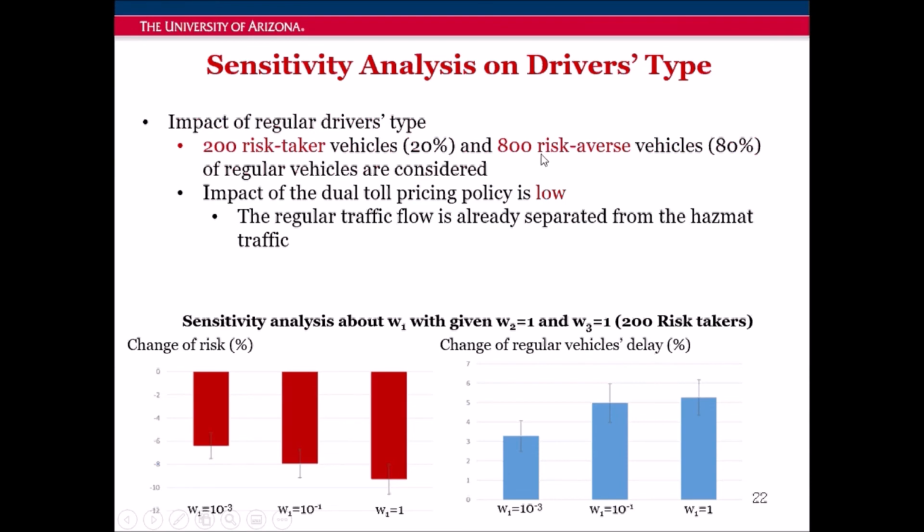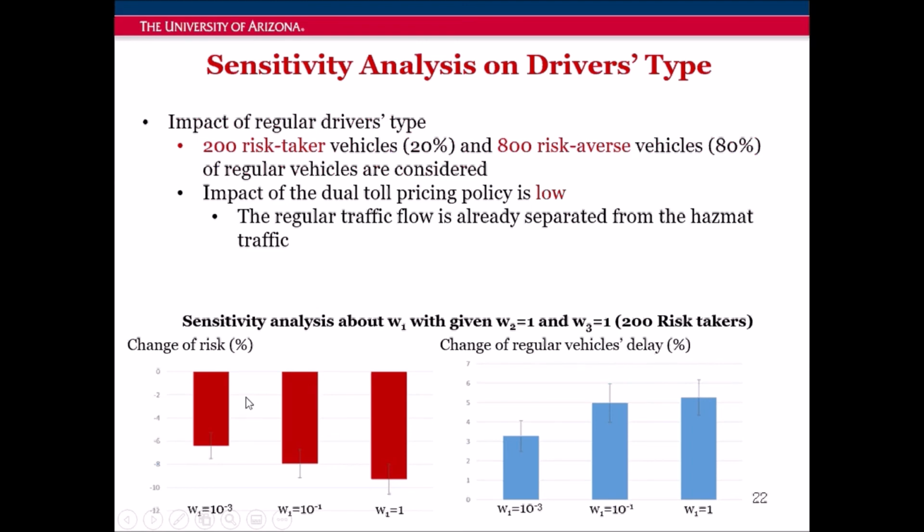So in this case, why? Because these risk averse vehicles really care about the risk. So they already took the really safe way. So regular traffic was already separated from the hazmat traffic. Do you understand that?